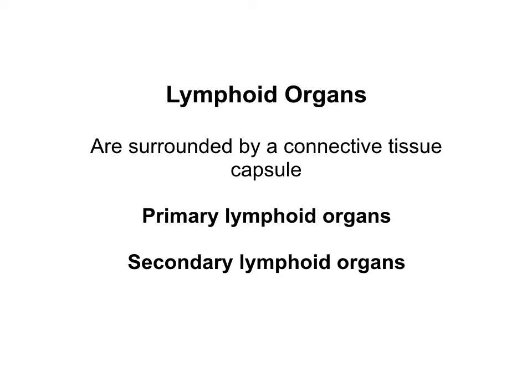The remaining lymphoid organs are referred to as secondary lymphoid organs. Once your B and T cells are immunocompetent, they will migrate from your primary lymphoid organs to a secondary lymphoid organ and then remain there and wait, basically, for a pathogen to come in that they can respond to.